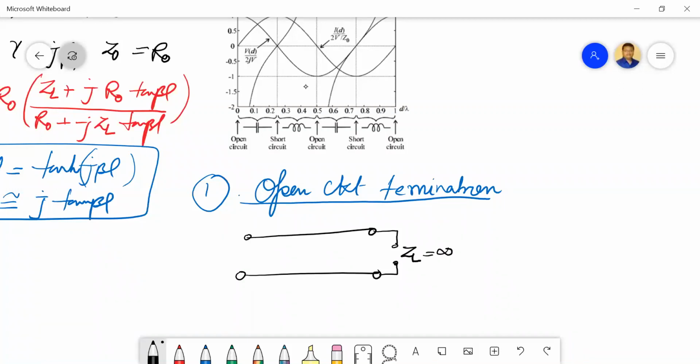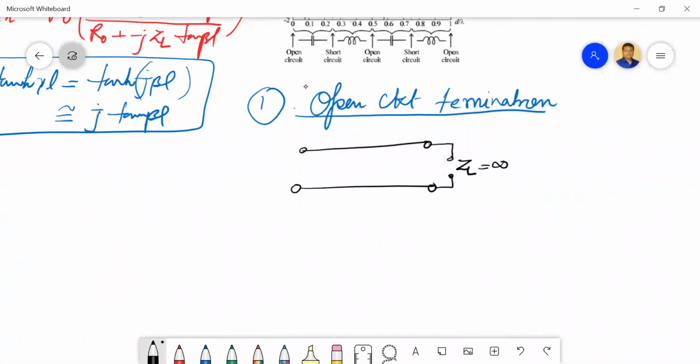Fine. Now if this is so, can we calculate the input impedance for this condition? Yes, of course. This is Zi, the input impedance. I am putting O here, it means open circuited. Fine. And if you try to solve from the formula, you can write these things.